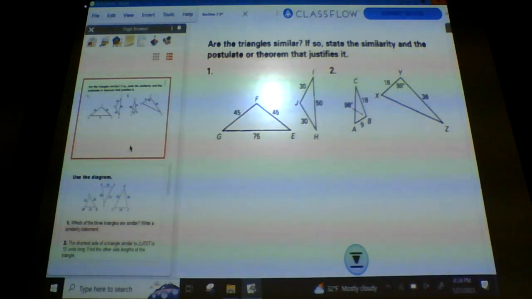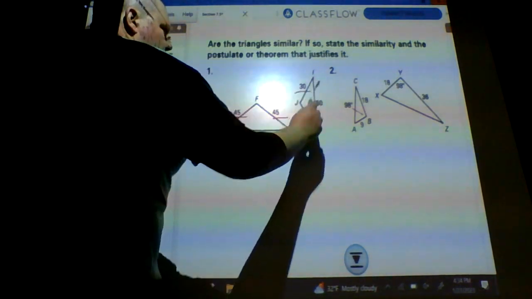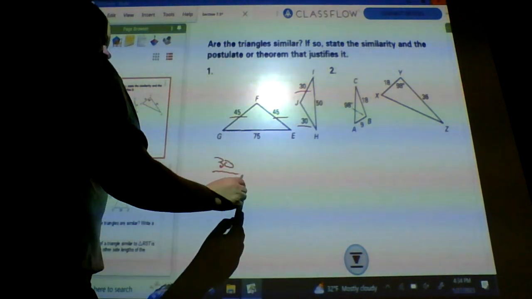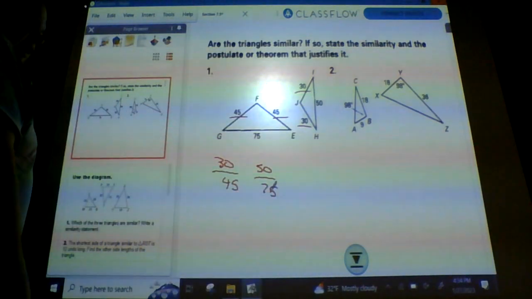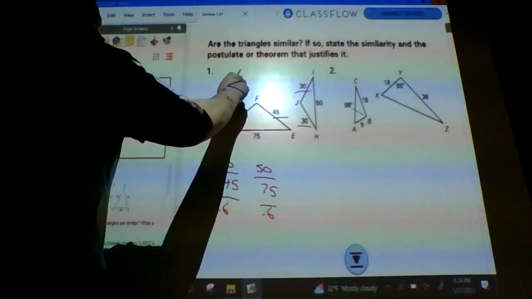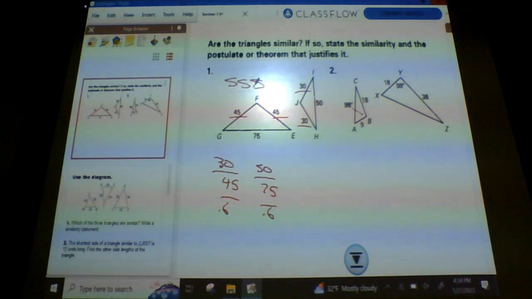Okay, our triangle is similar, so we're going to state our similarity. Again, we've got isosceles triangles, so the 45s and 30s, those two sides are already proportional. What we need to check then is whether the 50 and 75 is proportional as well. Both of those are 2/3, so we're going to get 0.6 repeating when we try those out. And number 1 is similar by side similarity.